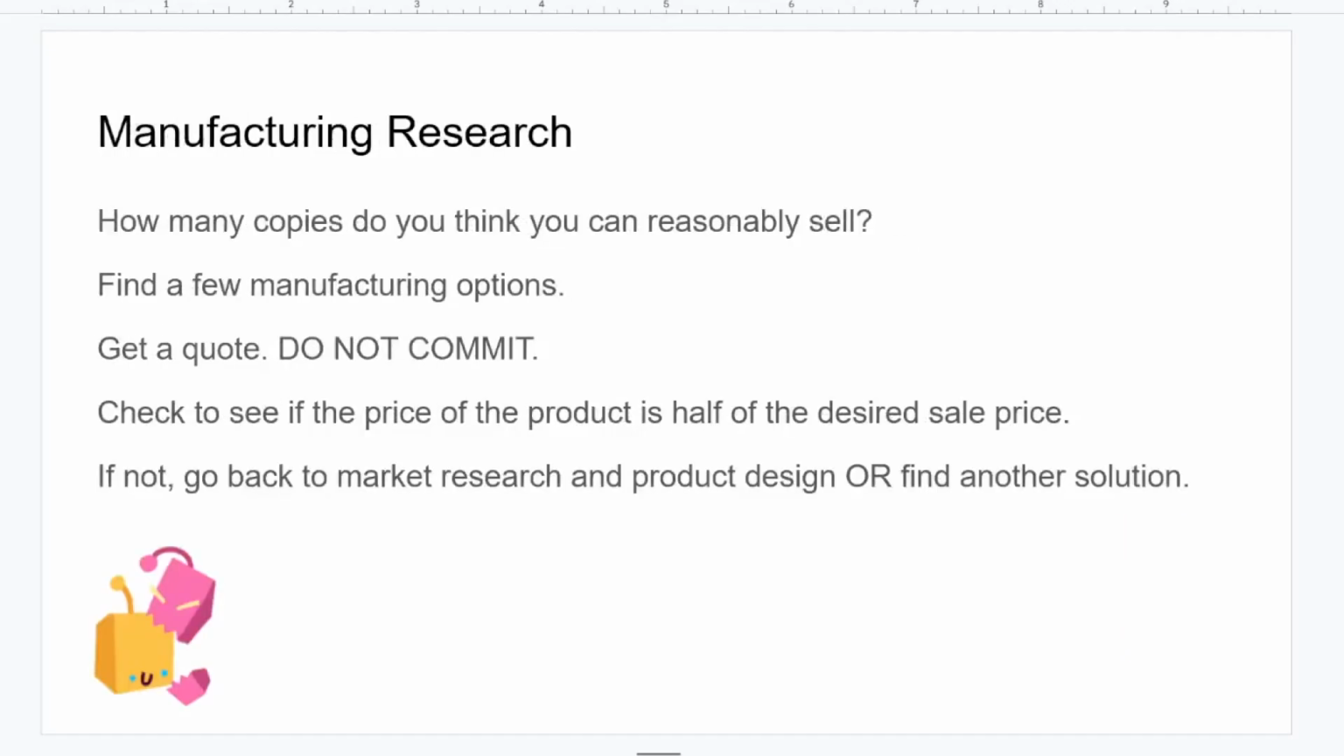Manufacturing research. How many copies do you think you can reasonably sell? Find a few different manufacturing options. Get a quote from those manufacturers, but do not commit. Shop around. Always talk to multiple people when it comes to manufacturing. Always get multiple different quotes. Get samples from them as well.